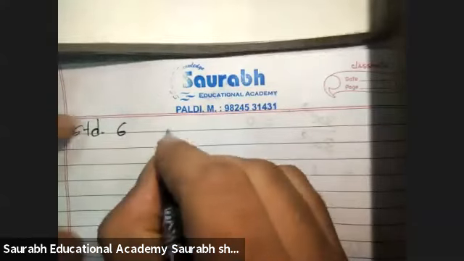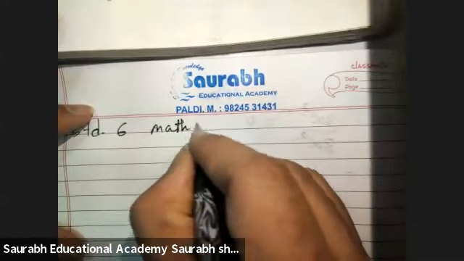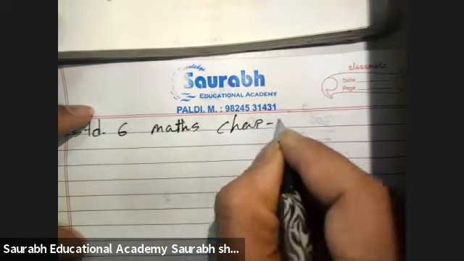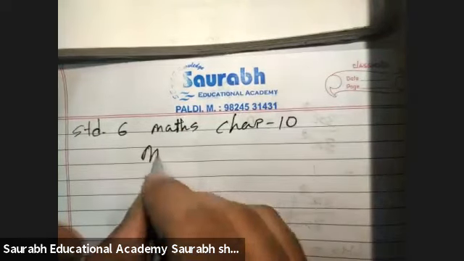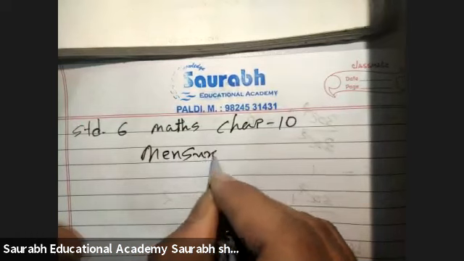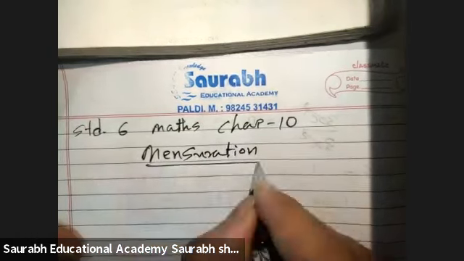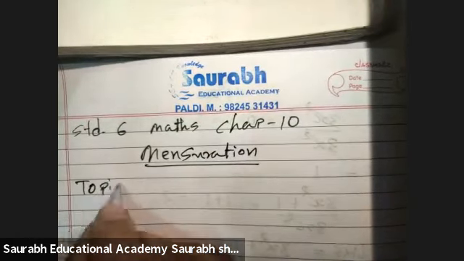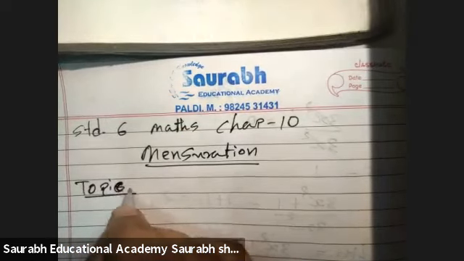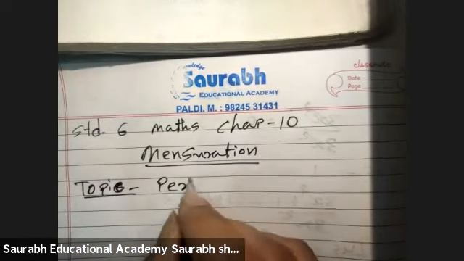6. Maths. Chapter 10. Mensuration. Topic: Perimeter.